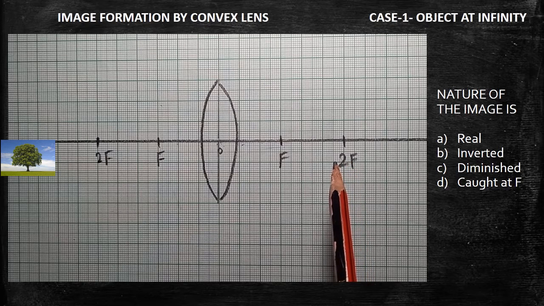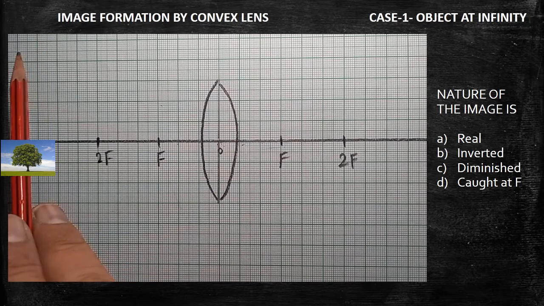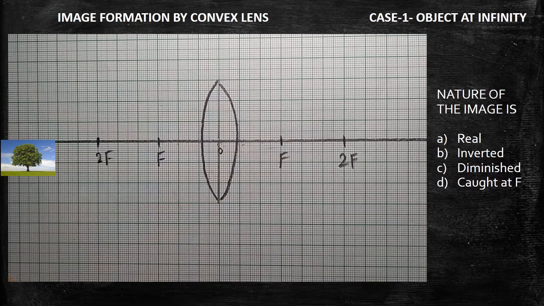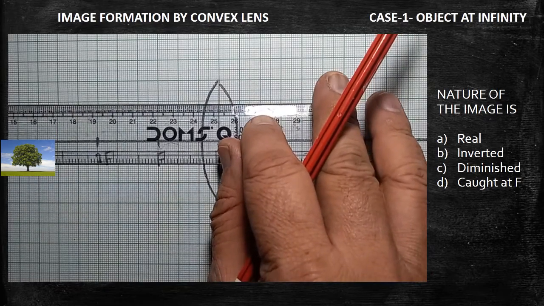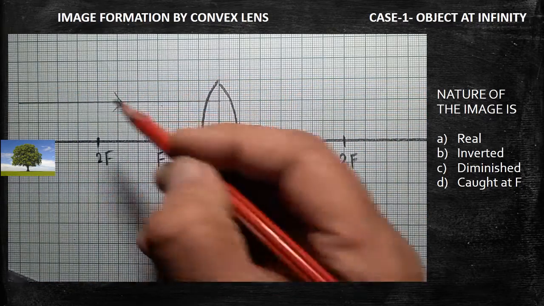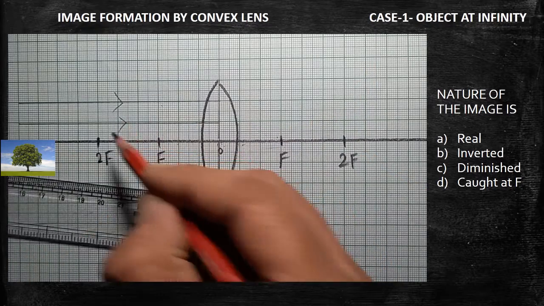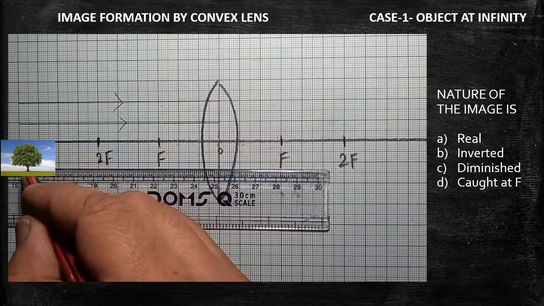Okay, now we are going to draw the first case. In the first case, the object is to be placed at infinity. What is infinity? Any buildings or trees, whatever it may be, are very far from the lens. The sun rays are incident on the object. After reflection, the reflected rays travel in the form of parallel rays. Now I am going to draw the parallel rays from the long distant object. This is the first parallel ray. This is the second parallel ray from the long distant object, and this is the third parallel ray.